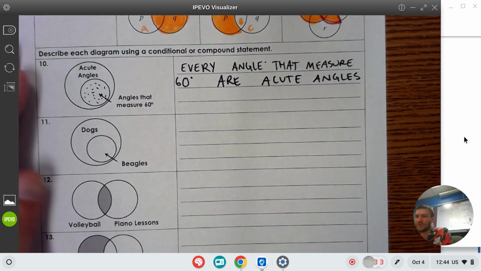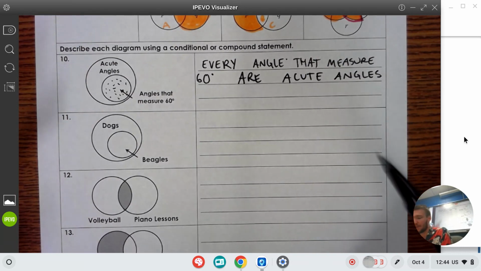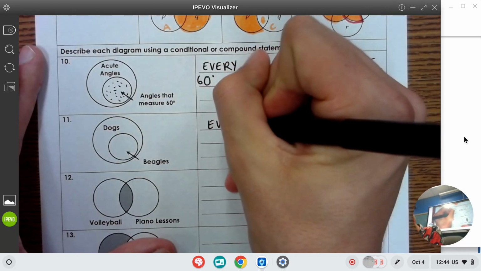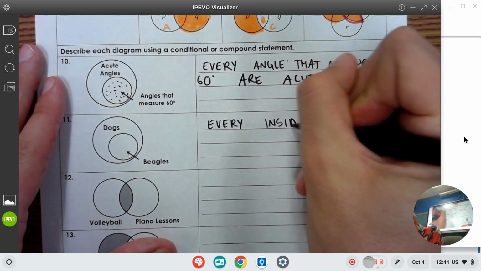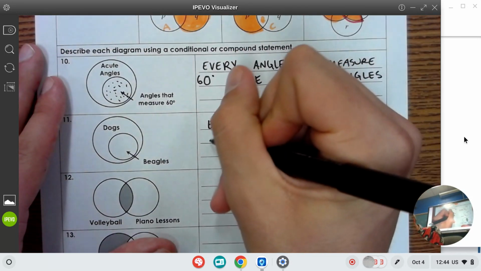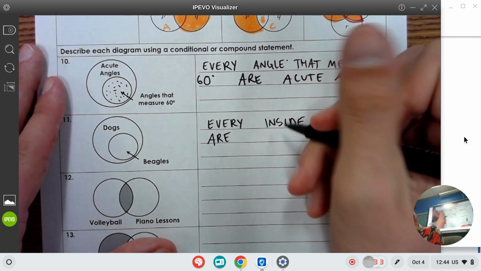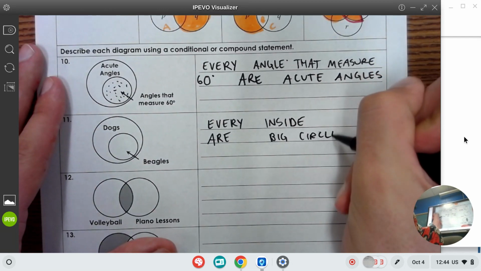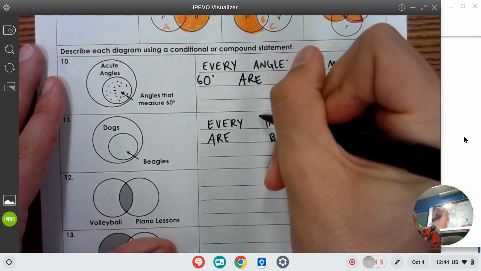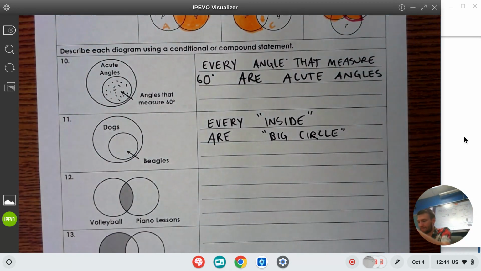I think that we could do number 11, so we're just going to skip it. It's pretty much the same setup. You're going to use the word every, then you're going to write the inside, and then you're going to set it up, the word R, and then you're going to write the big circle, right? Again, same exact setup. I think we got it.